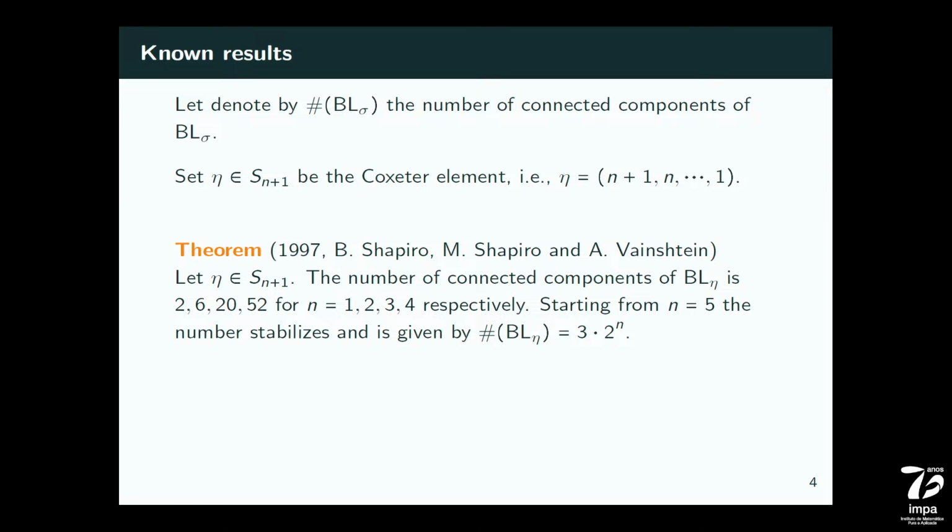And so, in fact, if we are looking for n equals 2, that we just did, the computation was 6. And if n is 1, it is 2. n is 3, it is 20, n equals 4 is 52. And from n equals 5, the number is always 3 times 2 to the power n.